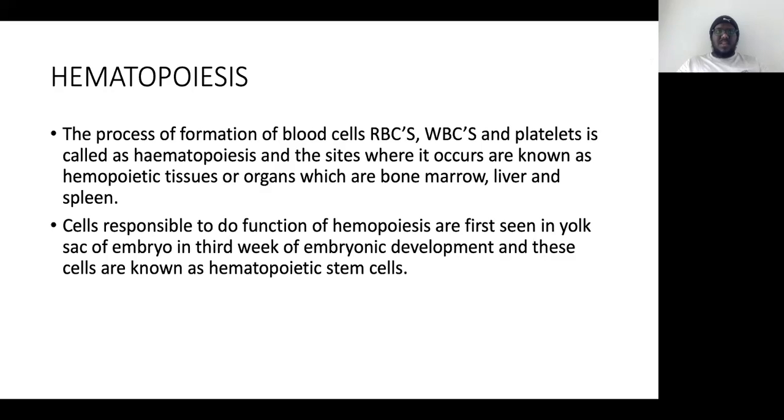Okay, first we see what is hematopoiesis. It is the process of formation of blood cells, which are red blood cells, white blood cells and platelets, and it is called hematopoiesis. The sites where it occurs are known as hematopoietic tissues and organs, which are bone marrow, liver and spleen. Cells responsible for the functions of hematopoiesis are first seen in the yolk sac of the embryo in the third week of embryonic development, and these cells are known as hematopoietic stem cells.